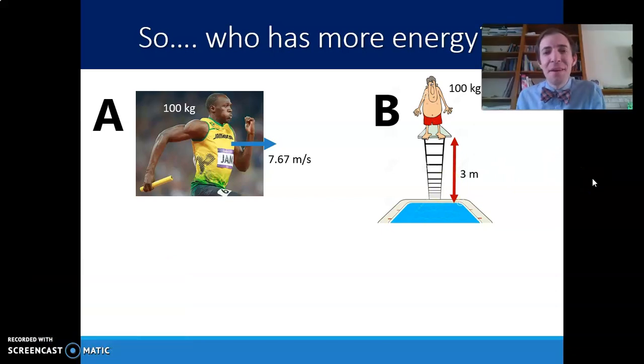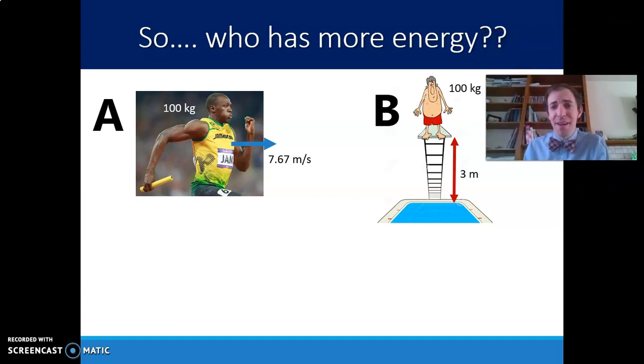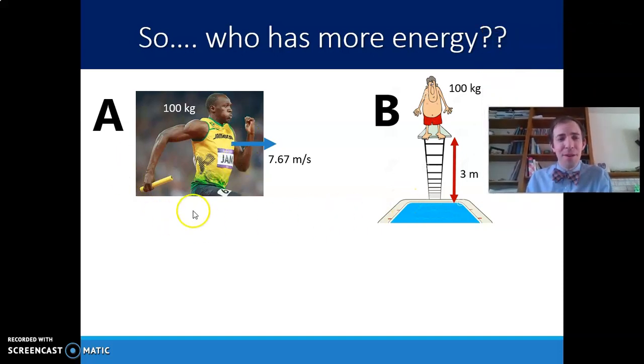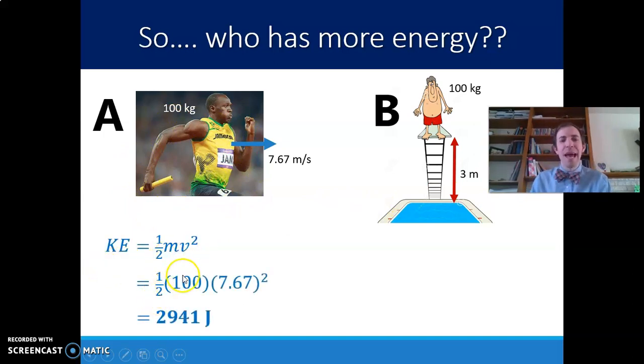All right, now that you've had an opportunity to try that, let's check our numbers here. If we want to look for the kinetic energy of Usain Bolt, we can calculate that with 1/2 mv squared. 1/2 times 100 times 7.67 squared is 2,941 joules of energy.